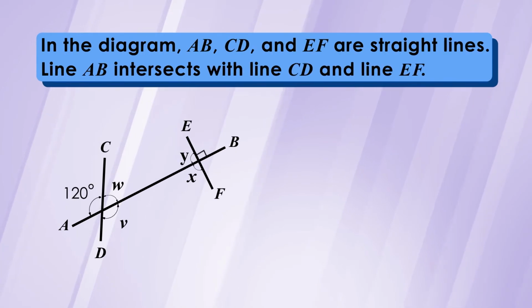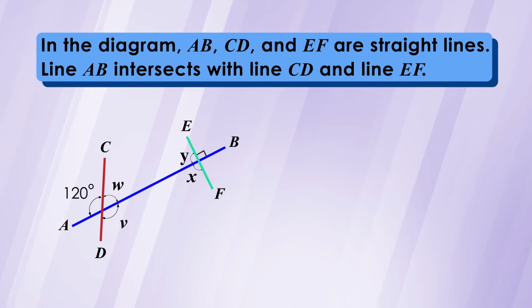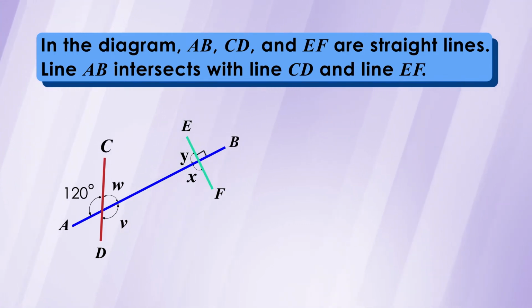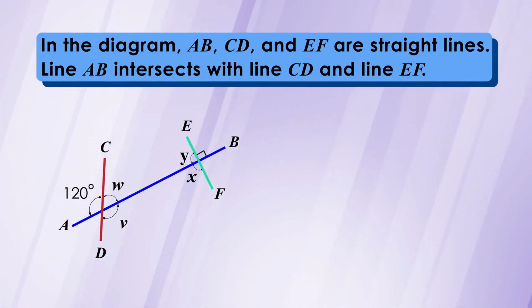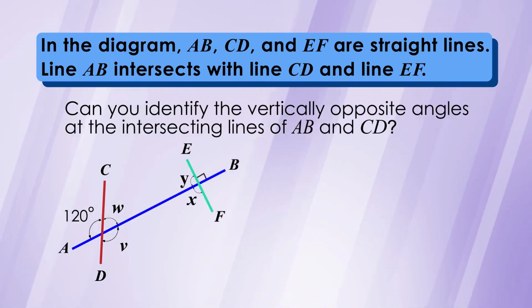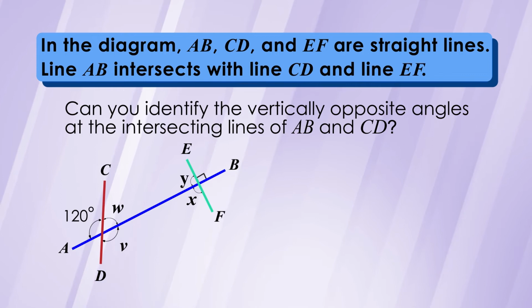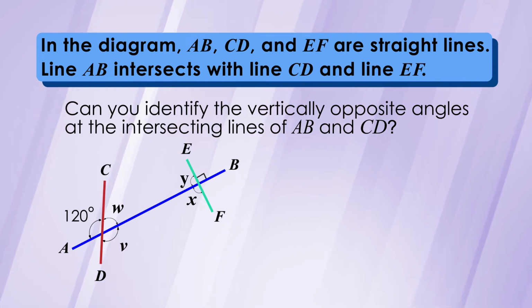Now, let's consider this example. In the diagram, AB, CD, EF are straight lines. Line AB intersects with line CD and line EF. Can you identify the vertically opposite angles at the intersecting lines of AB and CD? Yes, correct! The 120-degree angle and angle V make the vertically opposite angles.